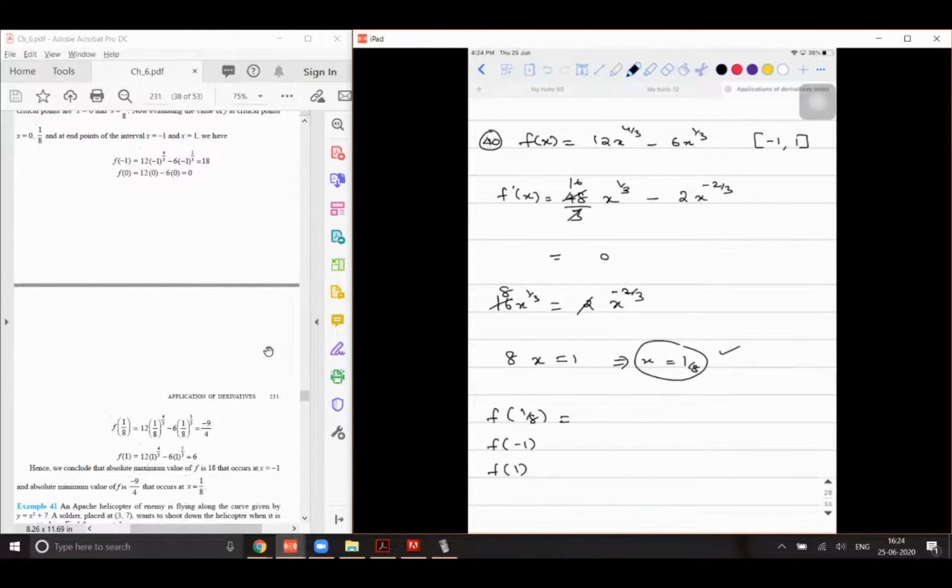So what is f of 1 by 8? f of 1 by 8, according to the way they have given, is minus 9 by 4. What is f of minus 1? f of minus 1 is 18. f of plus 1 is 6. So which is the least value? f of 1 by 8. f of 1 by 8 is minus 9 by 4. And f of minus 1 is 18. So this is the maximum value and this is the minimum value. That's what happens.